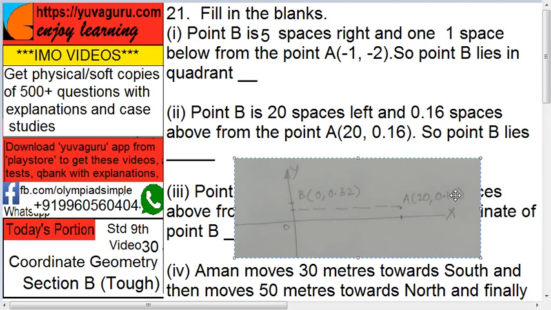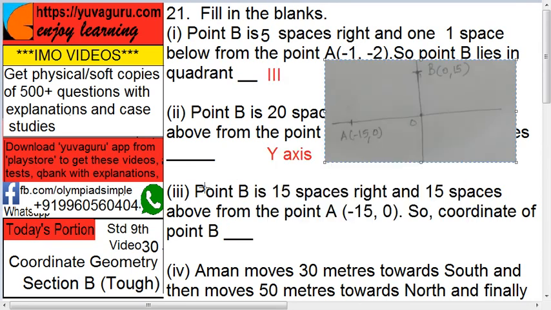Now what is point B? 20 spaces left, so it will be over here on the y-axis, because 20 minus 20 becomes 0, so it will come on the y-axis, and 0.16 above. It's already 0.16 over here and then 0.16 above. So point B lies on the y-axis. Okay.